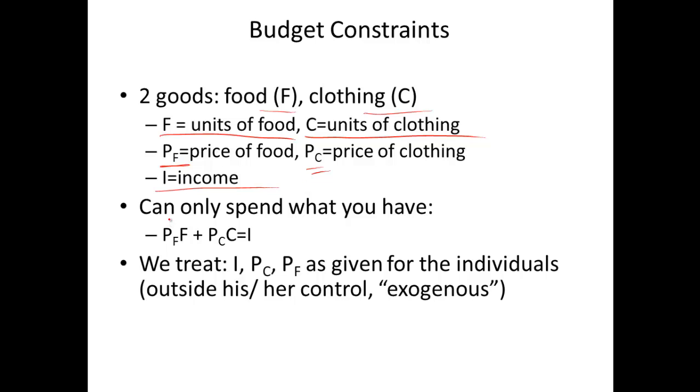So the budget constraint is this. It says that I can only spend what I have. Another way to say it, though, if I spend all of my income on food and clothing, then that's the budget constraint. So PF is the price per unit of food, times F, that's the number of units of food, plus PC, price per unit of clothing, times C, the number of units of clothing, equals I.